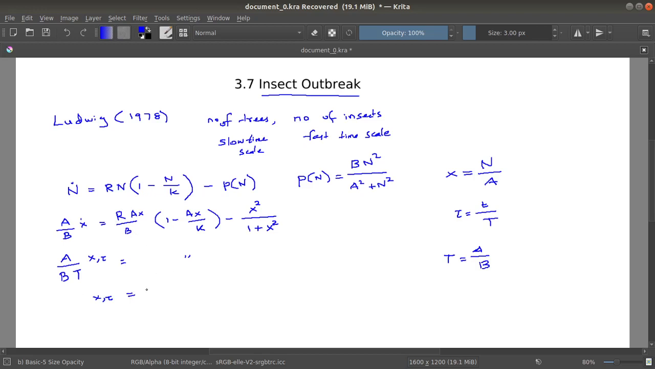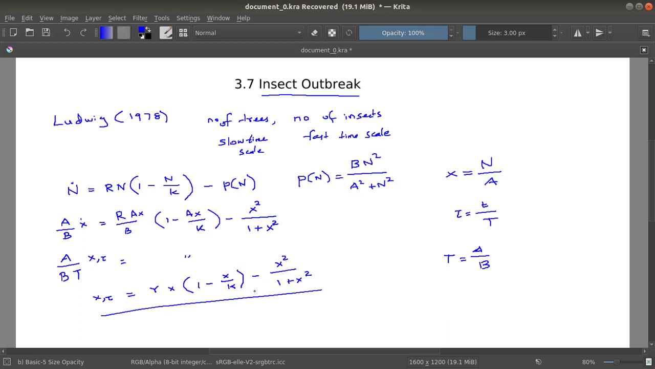Let me call that parameter r. So r x into 1 minus, and let me call this parameter A by k as 1 by k, x by small k, let's say that's a small k and this is a capital K, minus x square by 1 plus x square. So this is our equation.